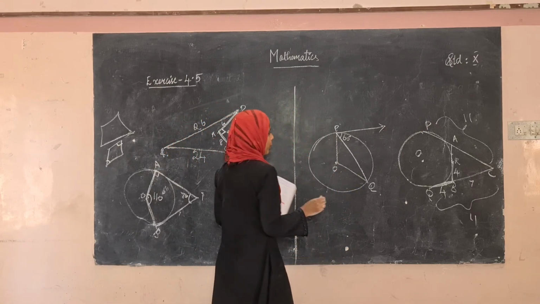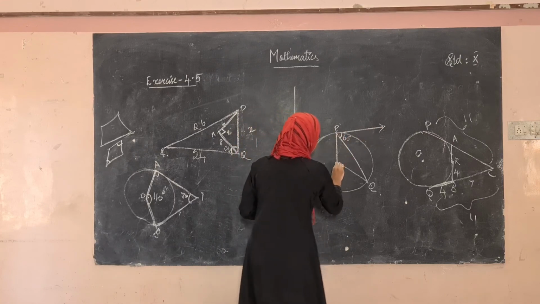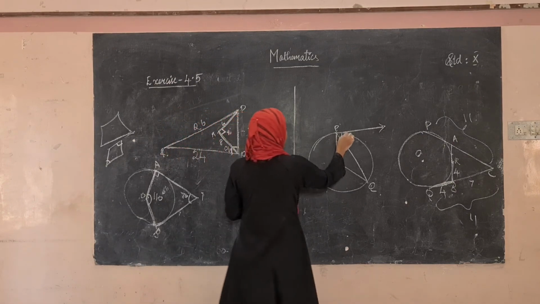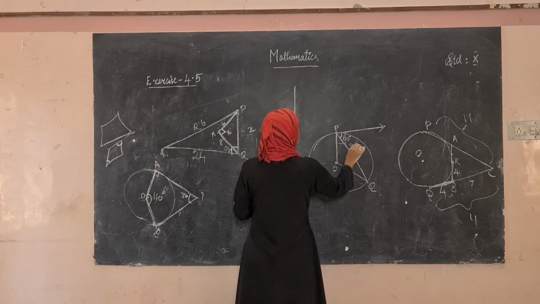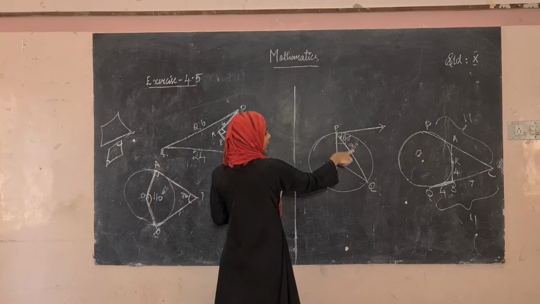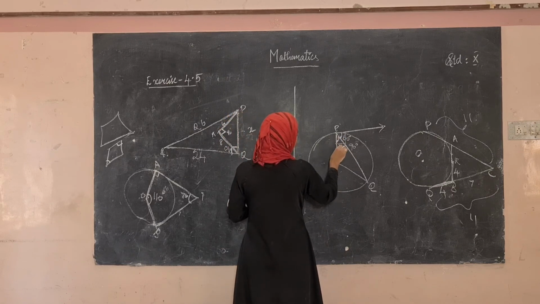Before that, see here, this is 90 degrees. This is the tangent and this is the radius. We know that the tangent and the radius make an angle of 90 degrees. So this total angle is 90 degrees. This is 60, so to find this angle, you have to subtract 60 degrees from 90 degrees. So this is going to be 30 degrees. This angle is 30 degrees.